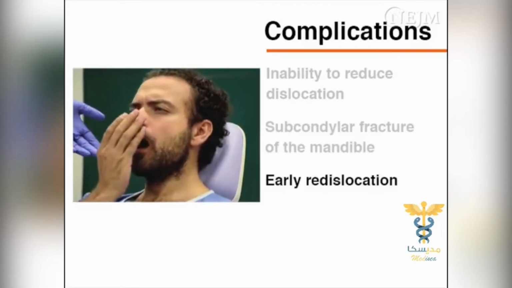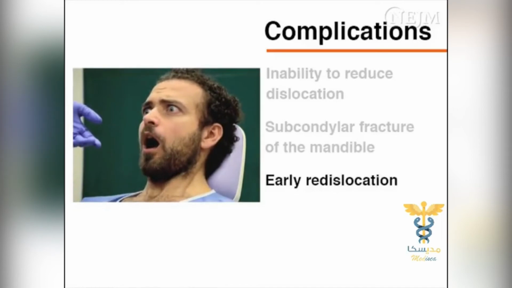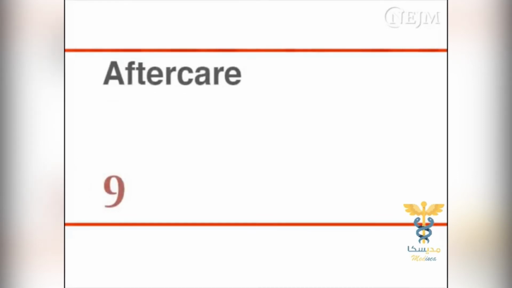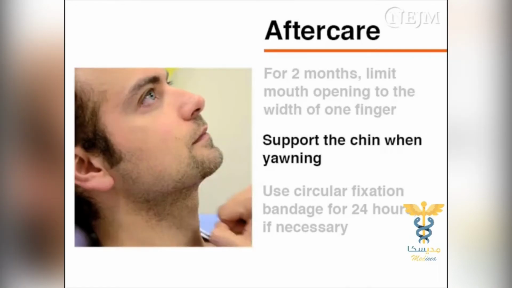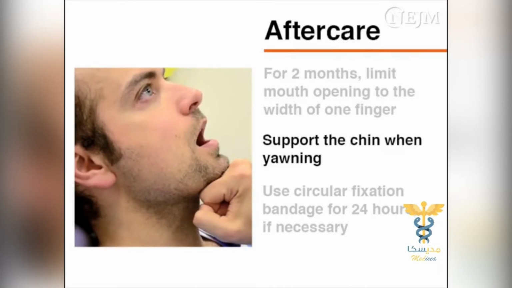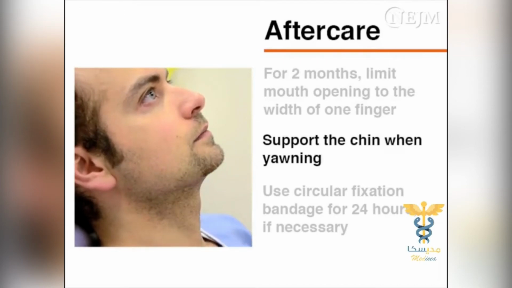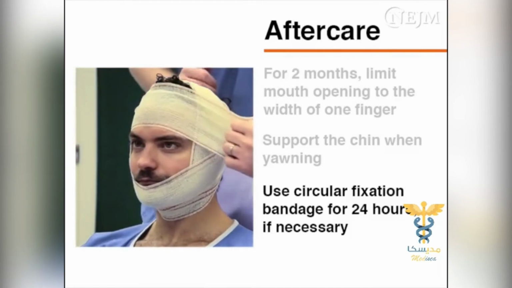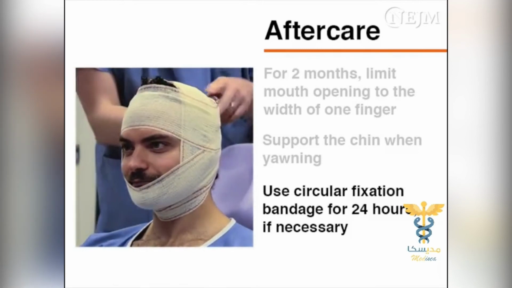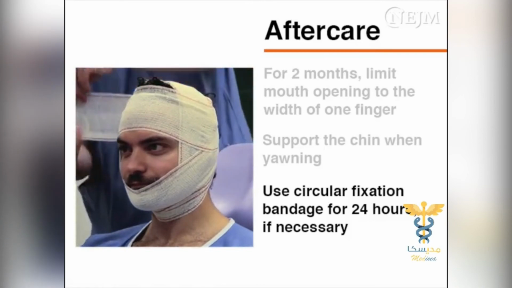Because early repeat dislocation is a clinically significant risk, it is important to instruct the patient in preventive aftercare. Instruct the patient that for the next 2 months, he or she should not exceed the interincisal distance of 1 finger's width when opening the mouth. Also for the next 2 months, the patient should support his or her chin with a fist when yawning. In patients who have had repeated dislocation, you may want to consider the use of a fixation bandage after the procedure. It can be kept in place for 24 hours or as appropriate.